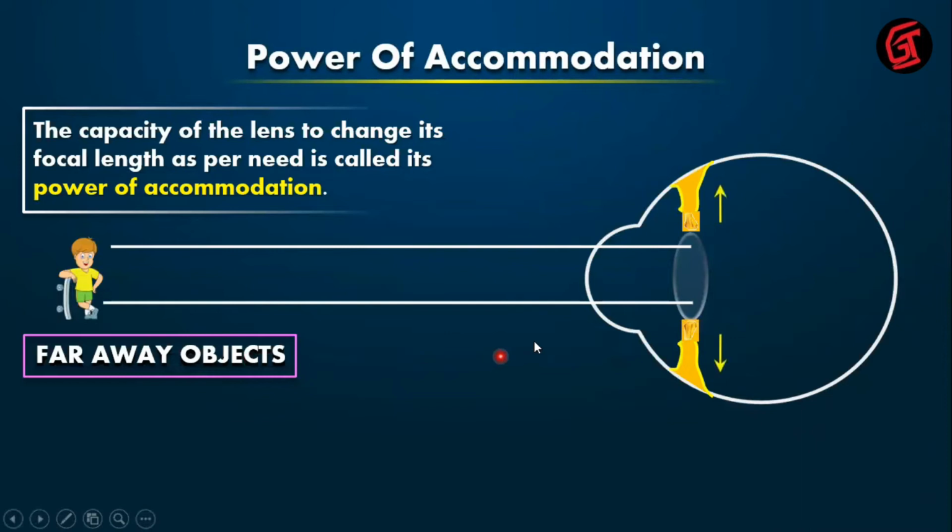Far objects, suppose there is a person here who wants to see a far object clearly. So what happens to his eye?